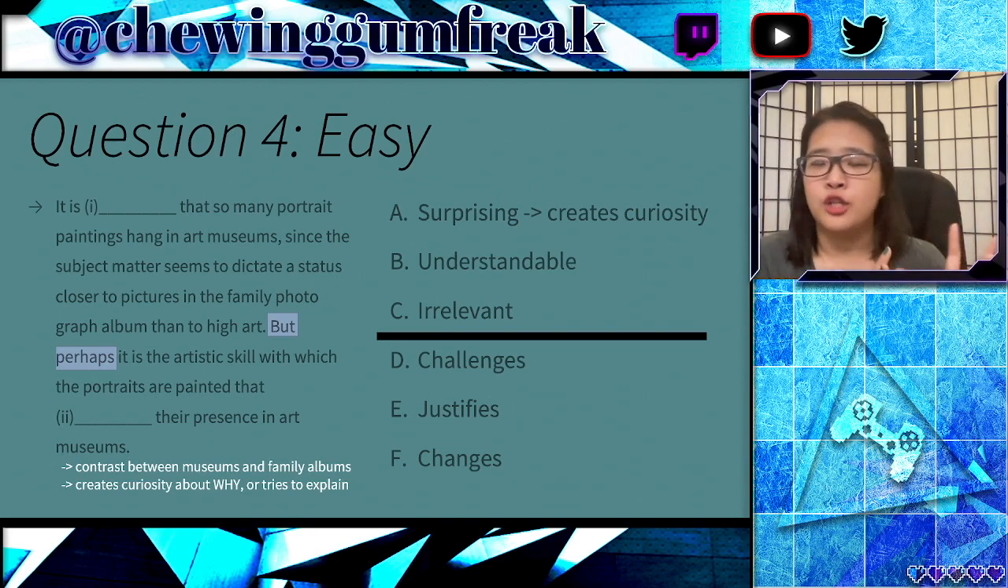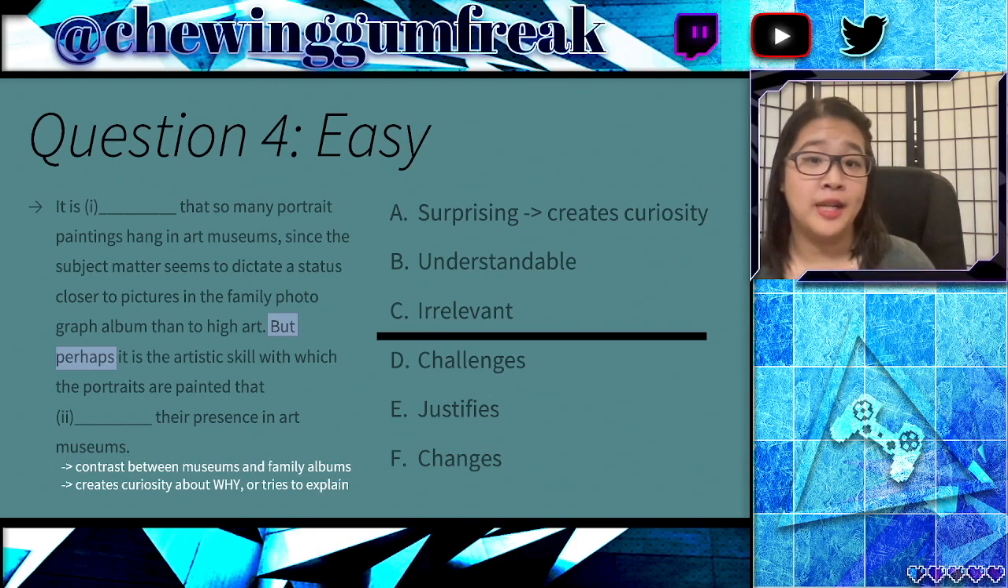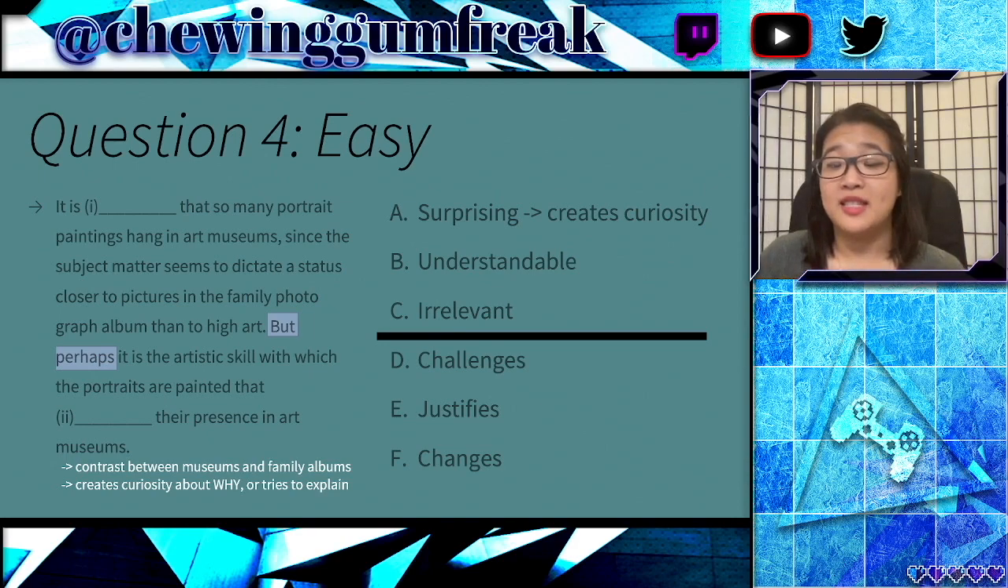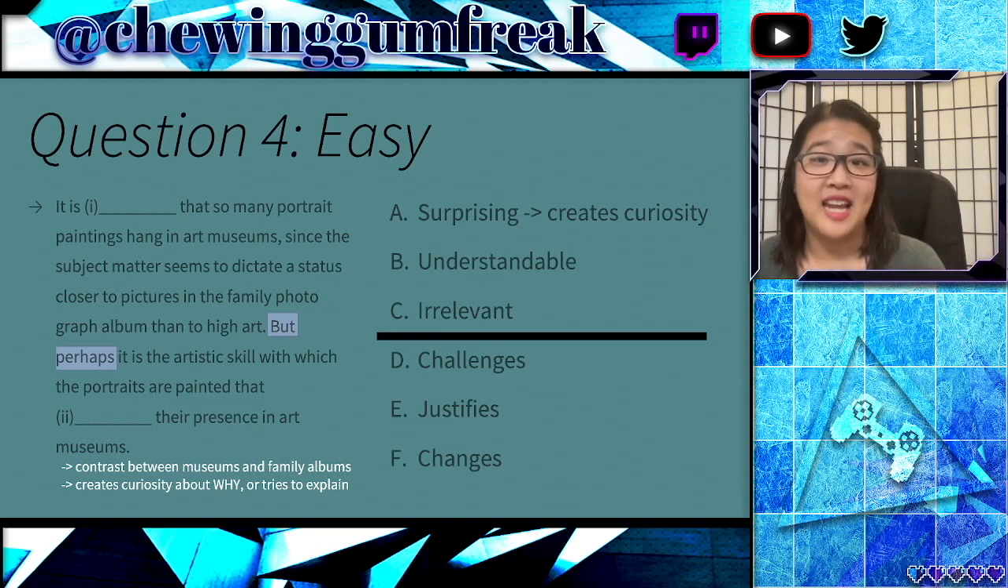We have this contrast of the art museum but the weird status in the first sentence, and then we have the second sentence talking about this artistic skill and talking about the presence of these portraits in art museums. In a sense, this transition phrase, but perhaps, is offering some sort of explanation for it. And because of that, you can see option E, justifies, is probably the best answer here. But I'll go through the other options as well.